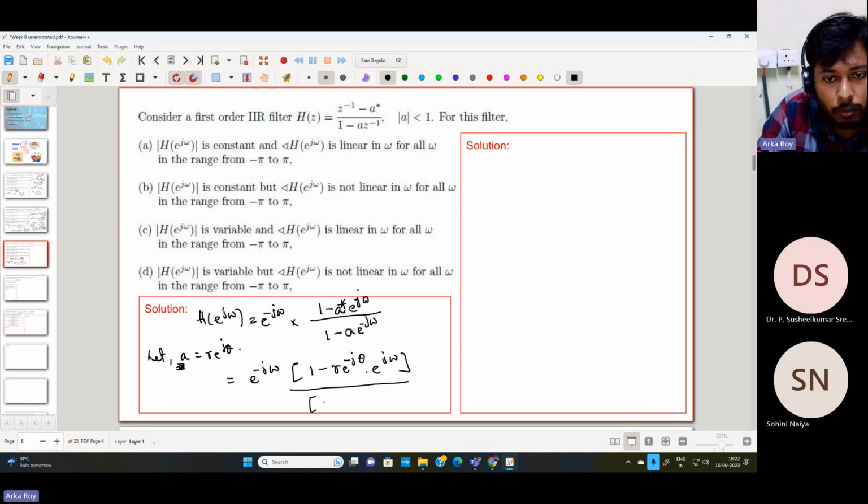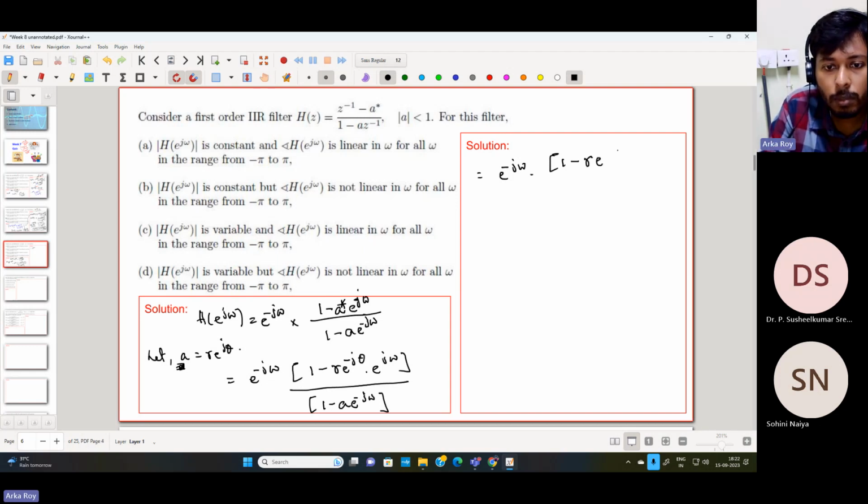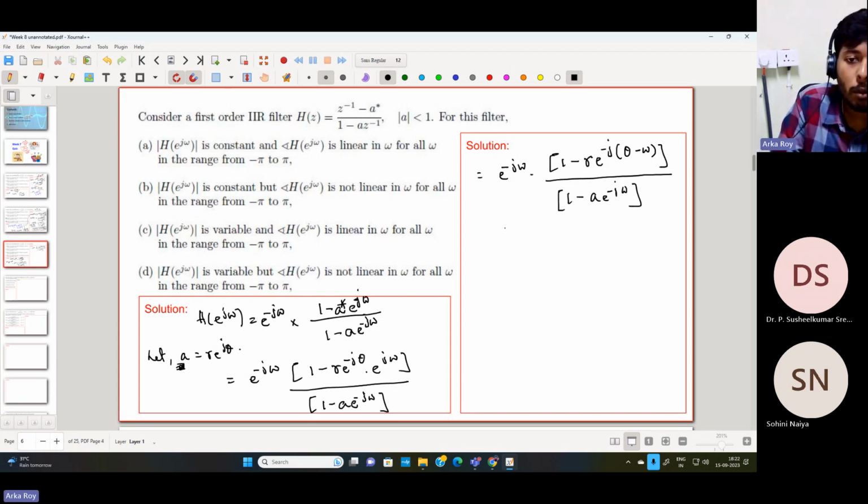And in the denominator, it will be 1 minus a e to the power minus j omega as it is. So I can write it as e to the power minus j omega multiplied with 1 minus r e to the power, if I just take minus j out, so it will be theta minus omega. Okay. And then over here, I can write it as 1 minus a e to the power minus j omega. So now let's just see some rules for calculating the argument or the phase relation.